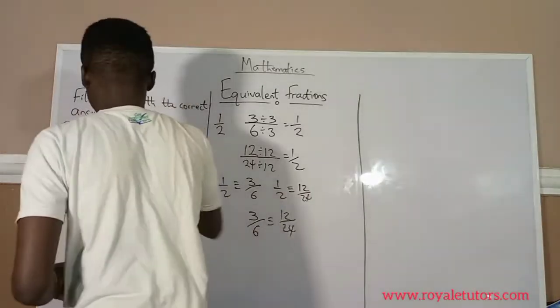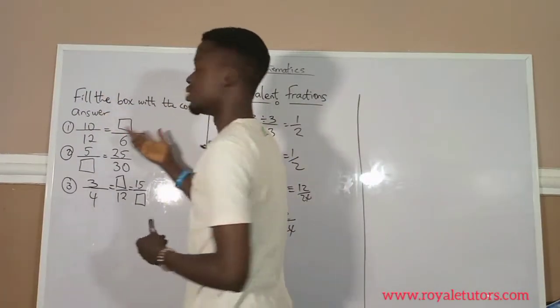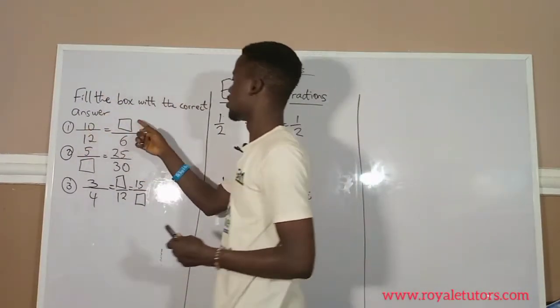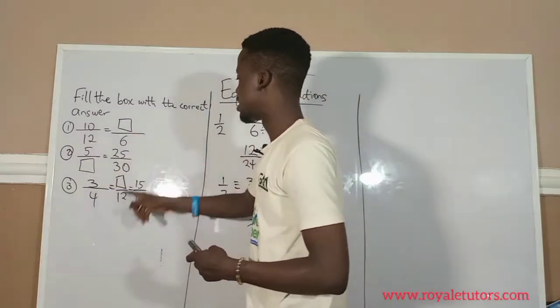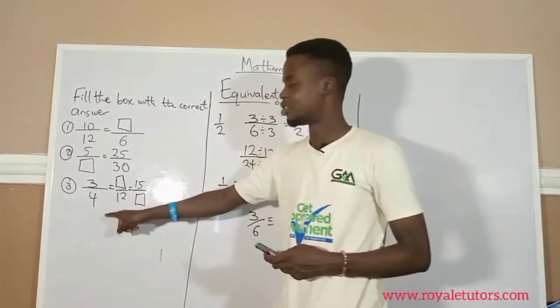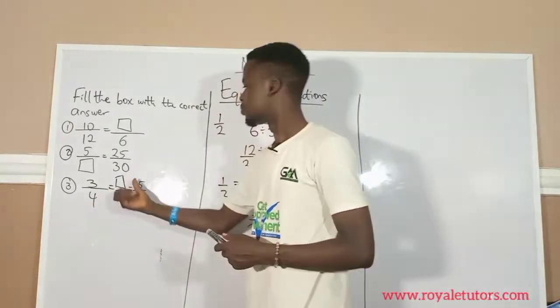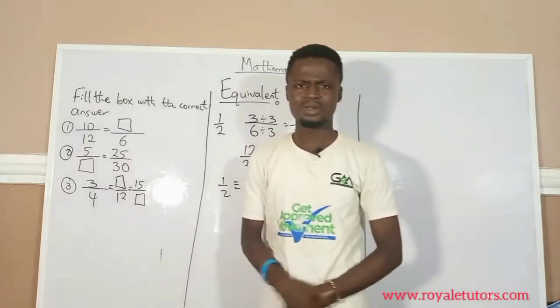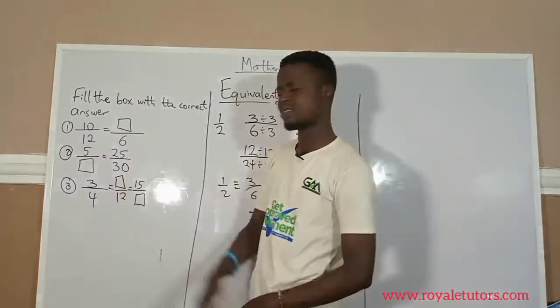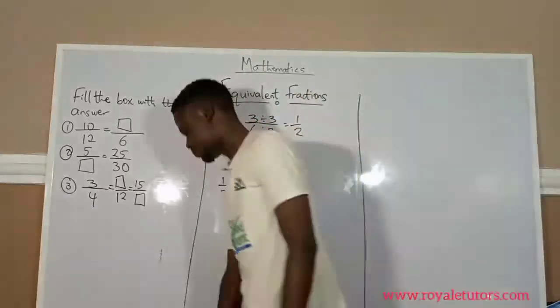We have some questions here I want to touch. They said fill in the box with the correct answer. 10 over 12 equals box over 6. 5 over box equals 25 over 30. And I love this third one very well. Please ensure you don't miss this third one. 3 over 4 is equal to box over 12 is equal to 15 over box. How do we get all those boxes? Or how do you fill in the right values in all those boxes?